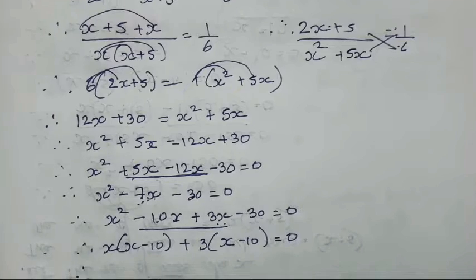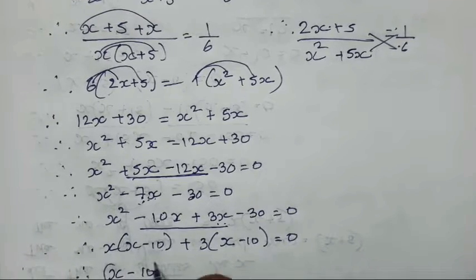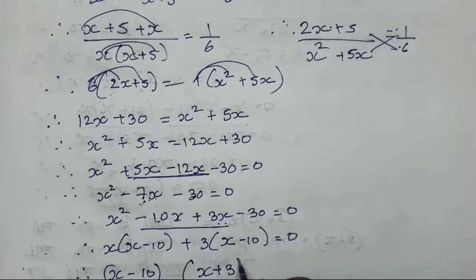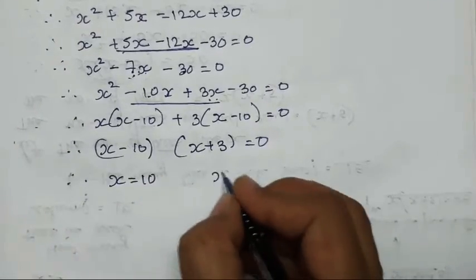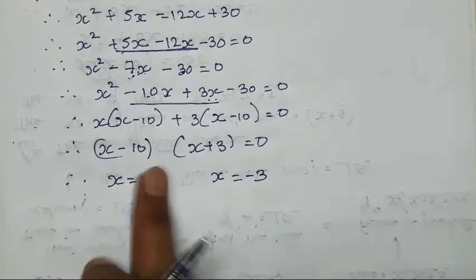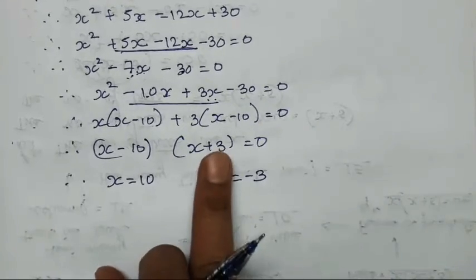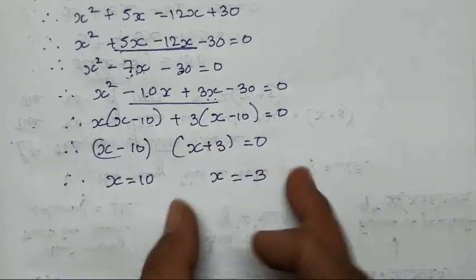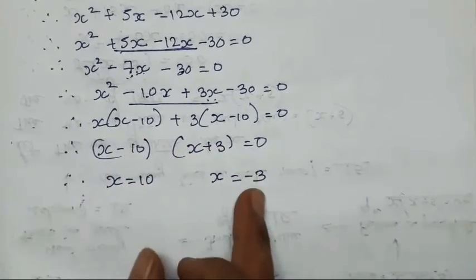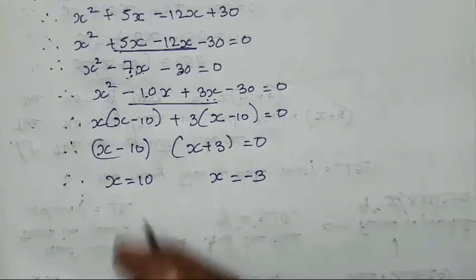Common terms we have taken, and common terms we will write in separate bracket, is equal to 0. Therefore x is equal to 10 and x is equal to minus 3. I have directly done this. You all can add one step over here by writing x minus 10 is equal to 0 and x plus 3 is equal to 0 separately. But I have done it orally also. This method you all can do it, no problem.